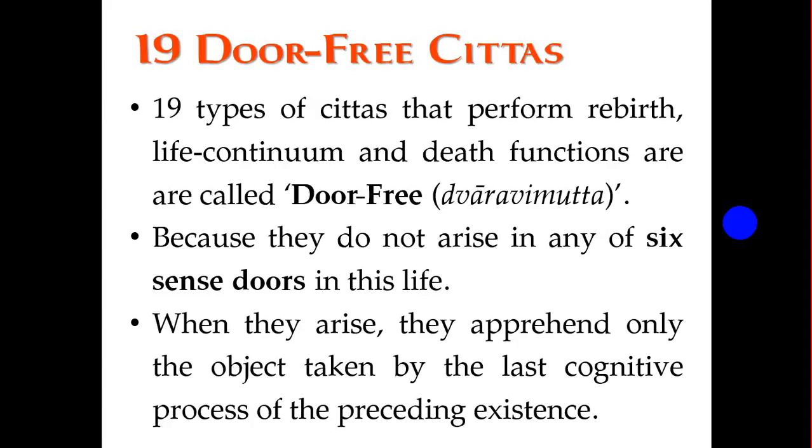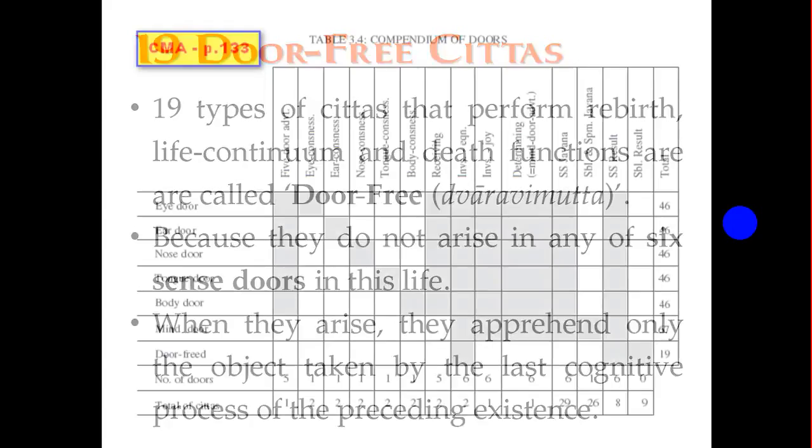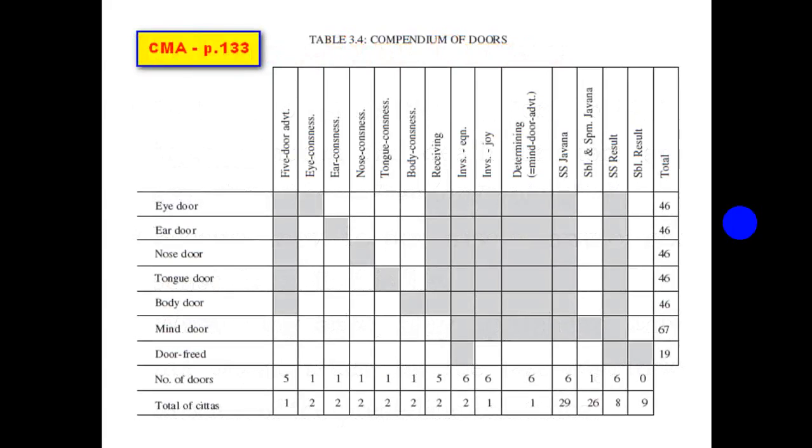Okay, so these 90 cittas performed are called door-free because they do not arise or connect with any of the 6 doors in this life. The reason is they apprehend the object taken by the last mind moment in the previous life, right? So therefore they are door-free. Any question? I think there is no time to study this one. Any question? Okay.